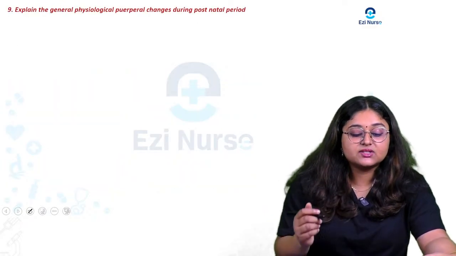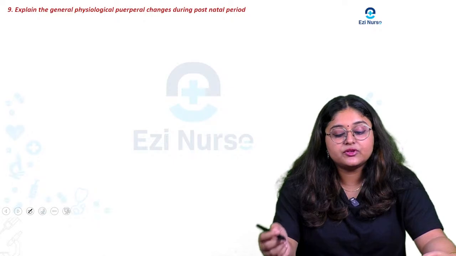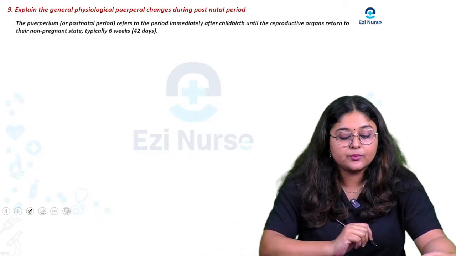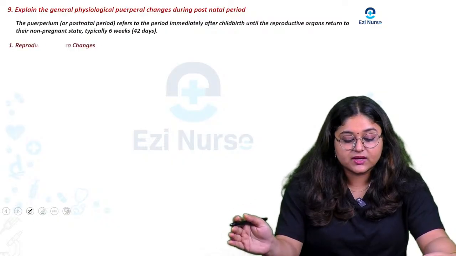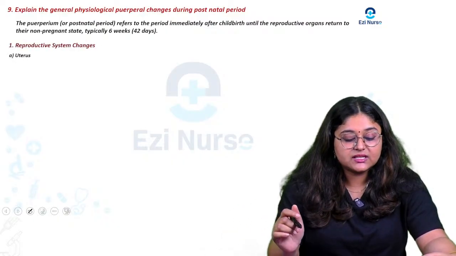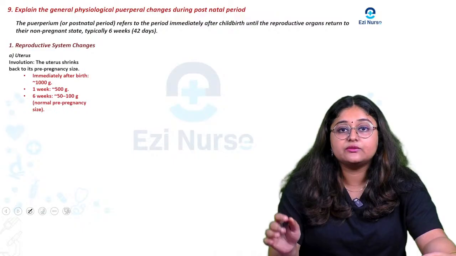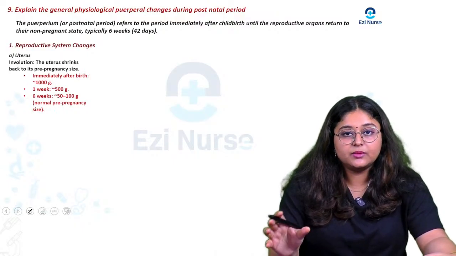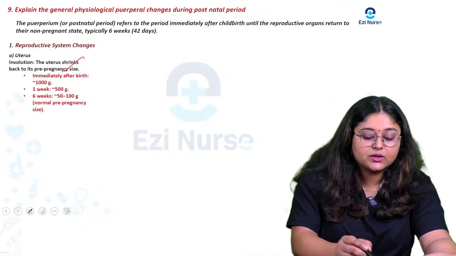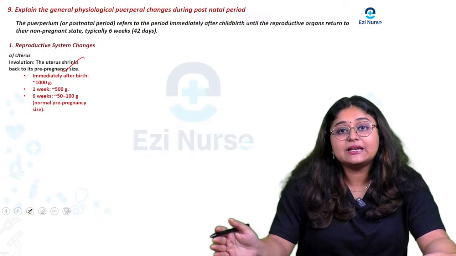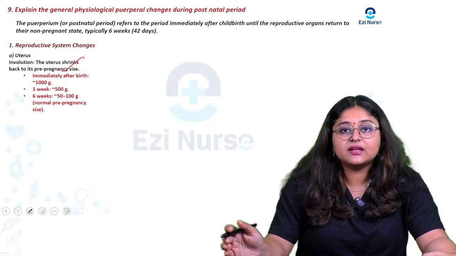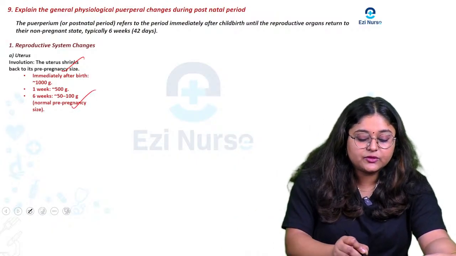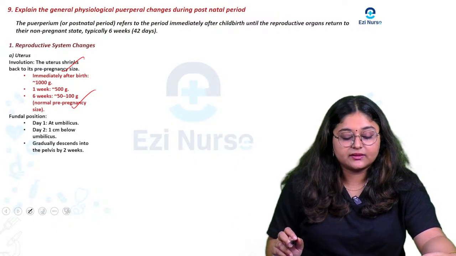Now come to the next question, that is, explain the general physiological puerperal changes during the postnatal period. So puerperium means after delivery up to 6 weeks. Okay, so the reproductive system has changes. For uterine involution, the uterus starts to shrink back to the pre-pregnancy stage. Immediately after birth it is near 1000 grams, at 1 week near 500 grams, and at 6 weeks near 50 to 100 grams, the normal pre-pregnancy size.